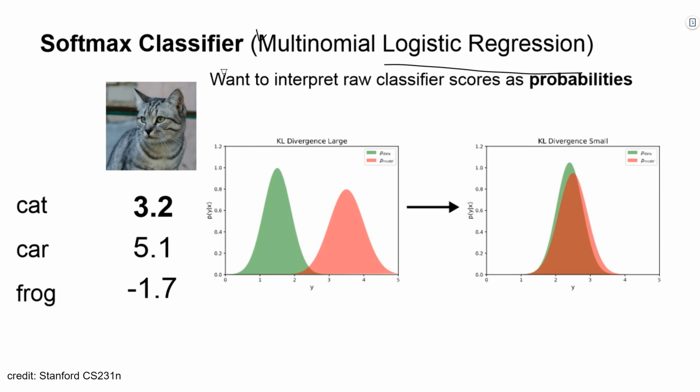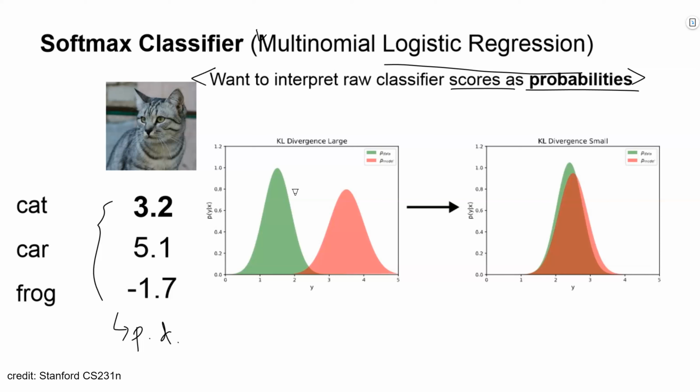I mentioned this in the previous videos, that we sometimes want to interpret the raw classifier scores, or the output of the linear classifiers, as probability distributions. As you can see here, although these numbers are not exactly probability distributions, we can turn these numbers into probability distributions. And it somewhat looks like probability distributions.